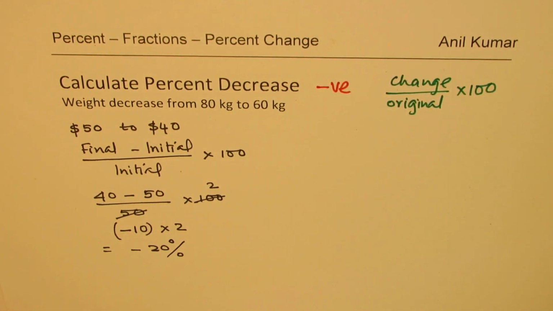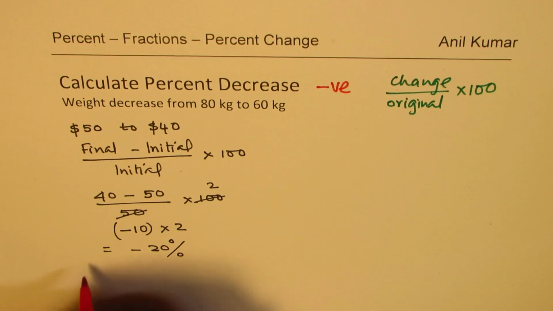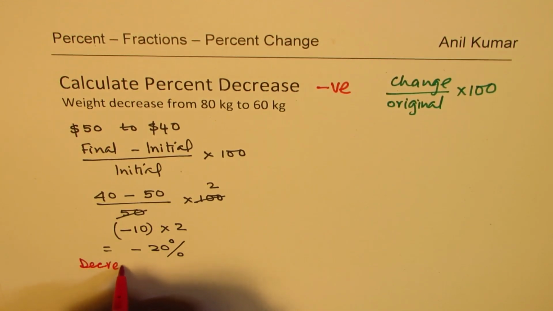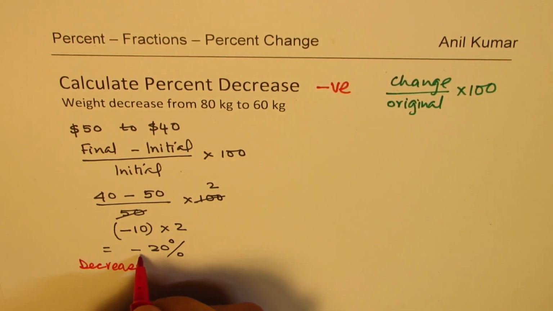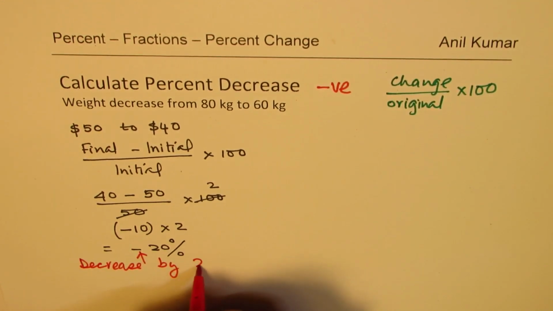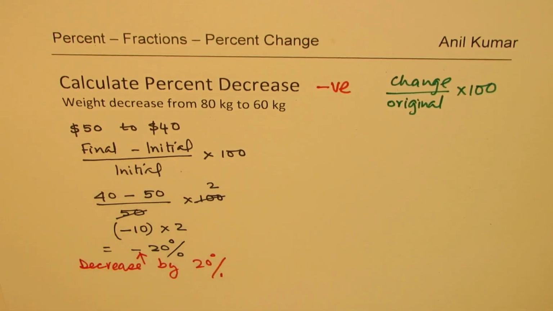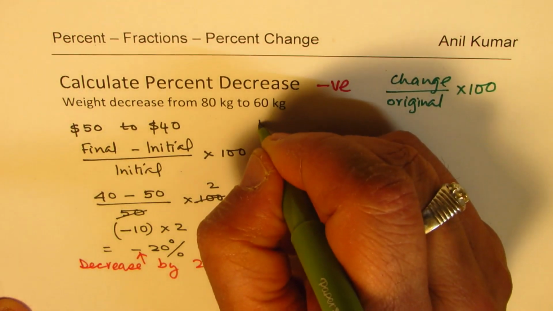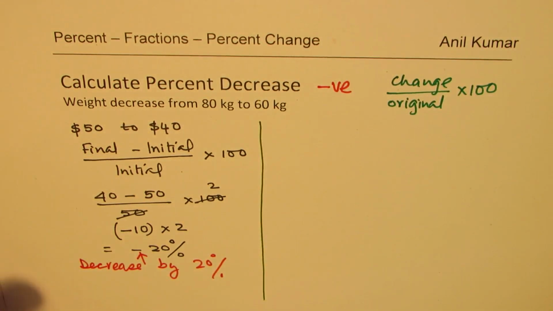So this minus means decrease. You see decrease? Decrease by 20%. So that means there was 20% off on the cost of the book, or selling price of the book, right? So that is the concept. So percent change is a huge concept which we are going to apply while working with many practical examples, correct?